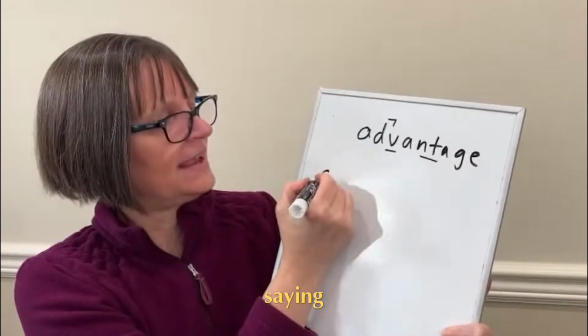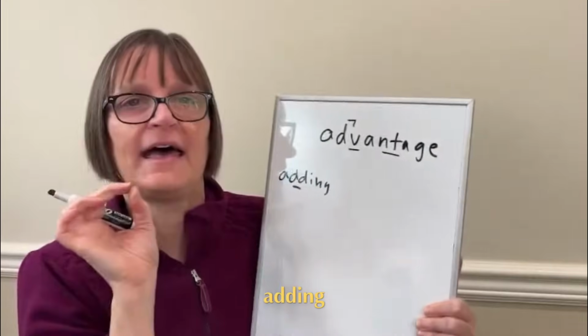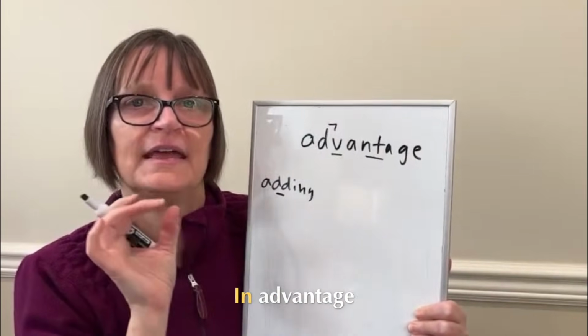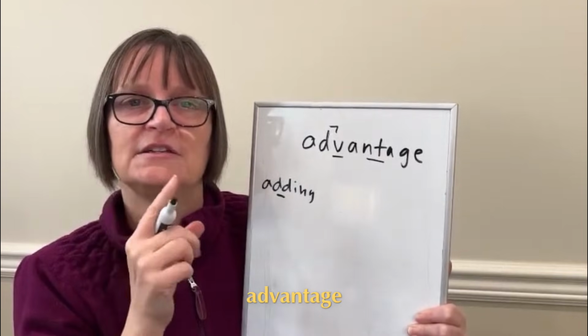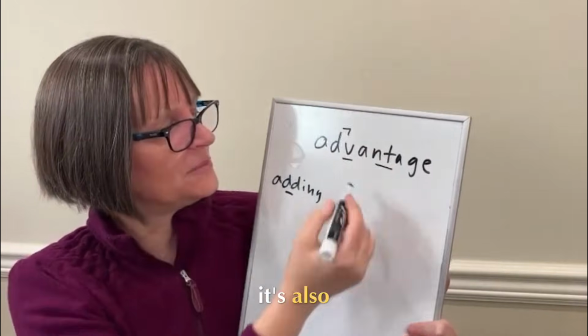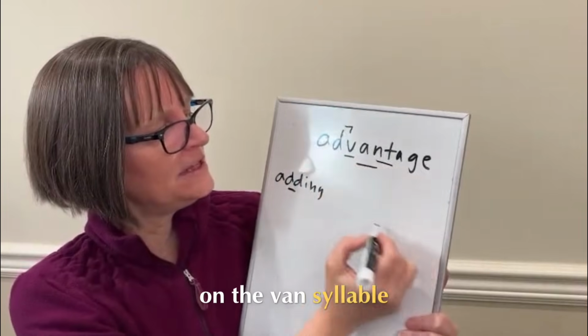That's because what's right after the D is a consonant sound, the V. So if I was saying adding, you're going to hear adding. You're going to hear the D happening because there's a vowel after it. In advantage, my tongue is going up for that D, but it's not releasing. It's also because we're stressing on the van syllable.